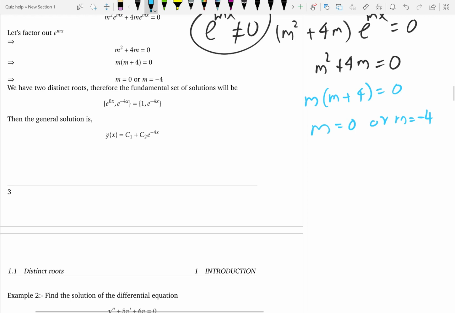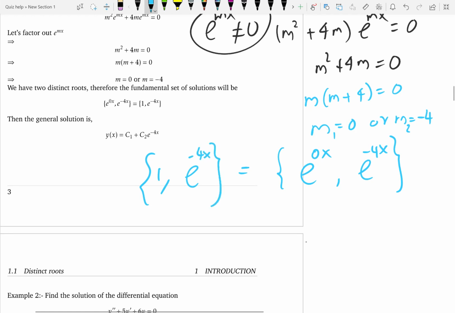Great. What is the fundamental set of solutions? Let's call this m1, let's call this m2. e to the 0x and e to the negative 4x, right? So this is the same as what? e to the 0x is 1, right? The second one, well, we cannot simplify the second one. So you can see these two are linearly independent functions. Great. What is the general solution? Here's the general solution: c1 times 1, it's just c1, plus c2 times e to the negative 4x.